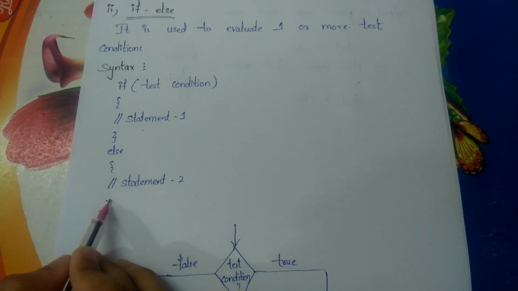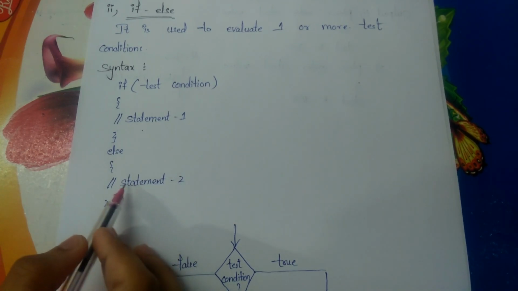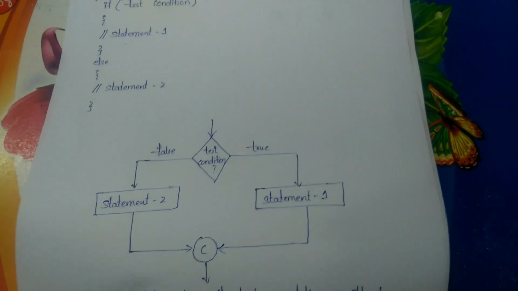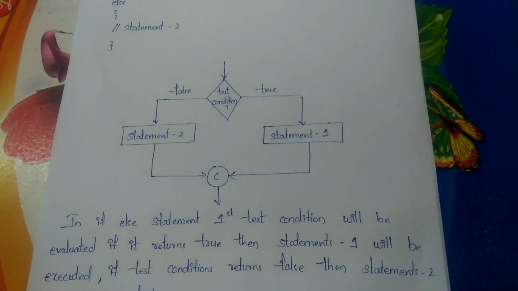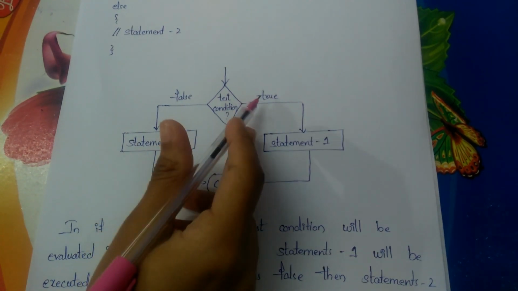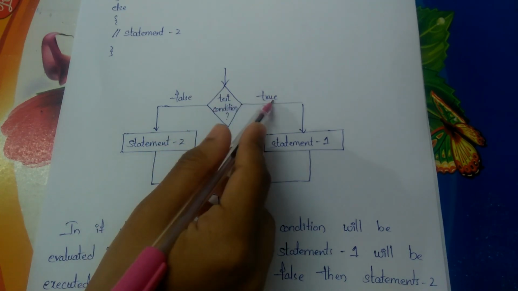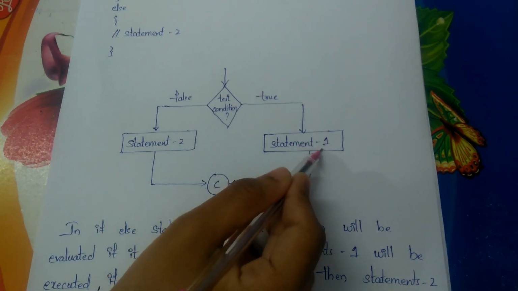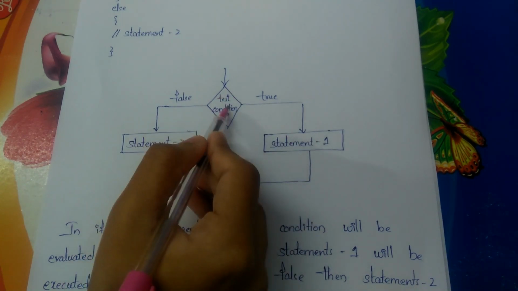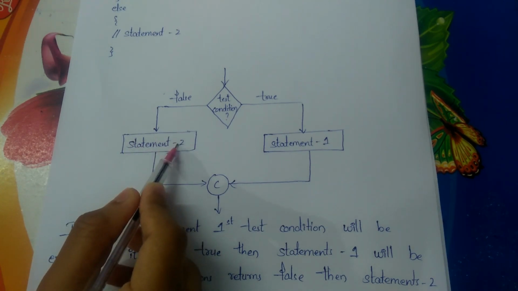Now we will open the block, and within these blocks we will write some statements. So let us take it as statement 2. Now, the first test condition, for each test condition we will have either true or false. So whenever the test condition is true, statement 1 will be executed, which is in the if block. And when the test condition is false, at that time statement 2 will be executed.